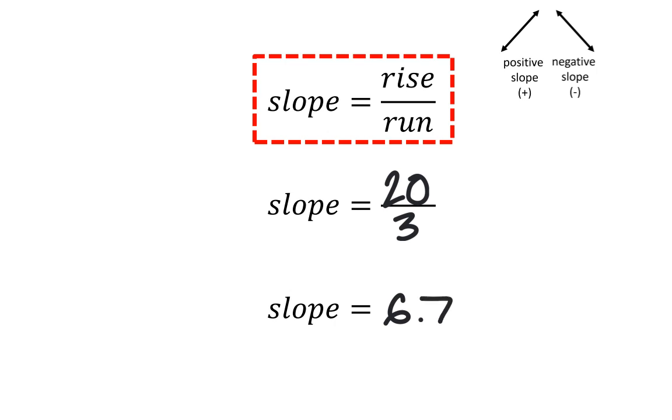If you recall, the line was pointing downwards, which meant it had to have a negative slope. So we need to add a negative sign in front of 6.7. So the slope is actually negative 6.7.